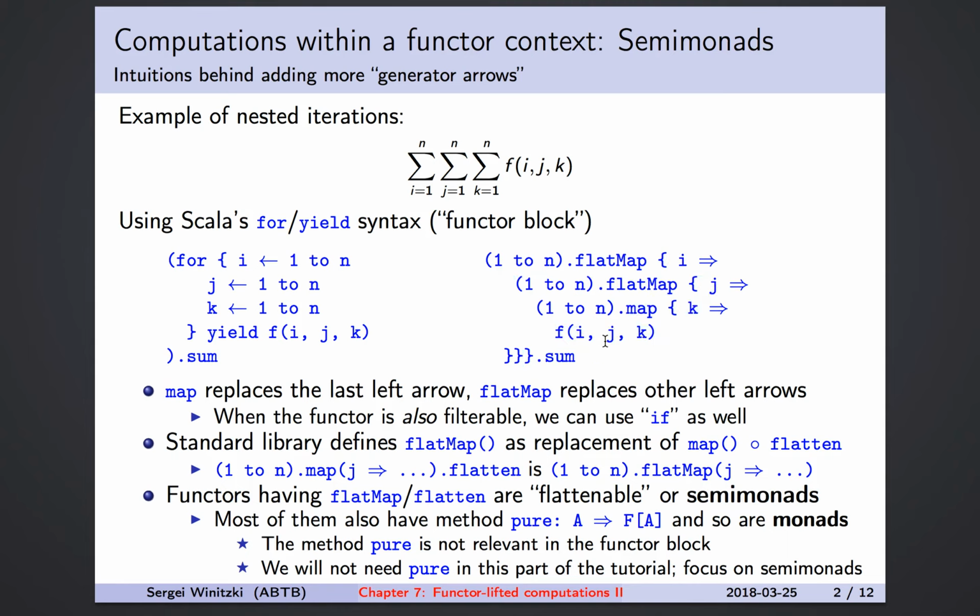So this syntax is available for the sequence functor, because sequence has flatMap defined in addition to map. If that functor has a filter defined, or the filter method is defined, as we have seen in the previous tutorial, then we can use the if lines in the functor block as well. In this tutorial, we will occasionally see the if lines, but we concentrate on what happens when you have several left arrows.